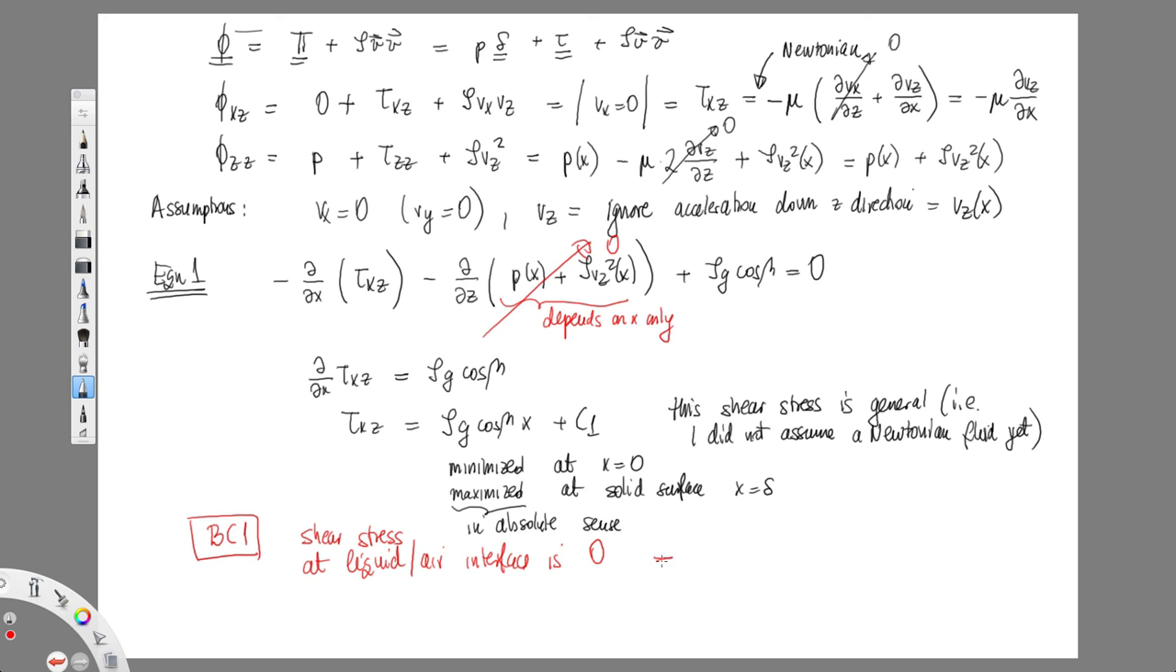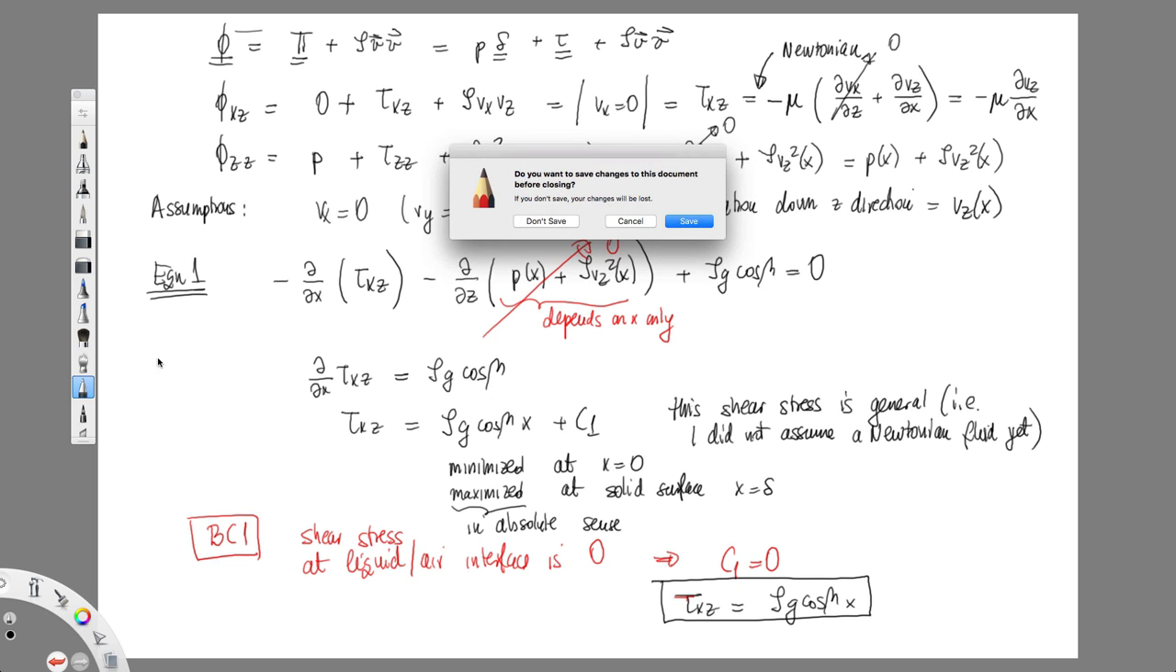So basically, that gives me C1 as zero. So my tau xz is really rho g cosine beta x. So it just changes linearly from x equal to 0 to x equal to delta. And now I need an assumption of a Newtonian fluid to actually solve for the velocity distribution.